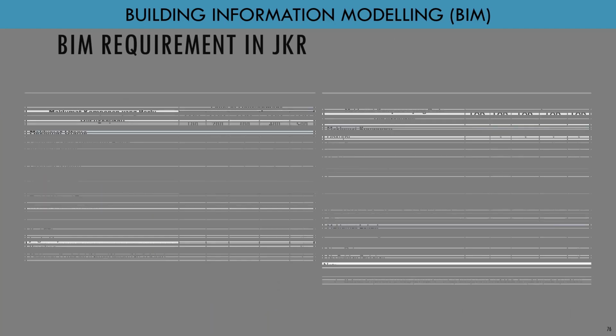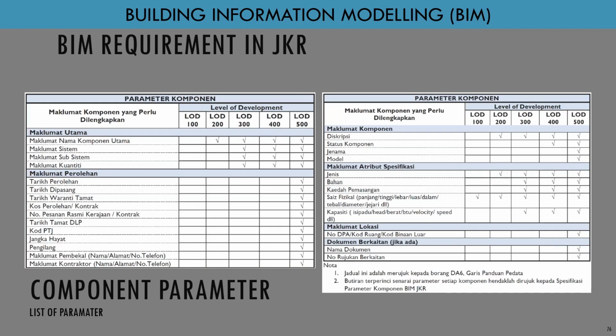Same goes for this table, the list of parameters that you need to fill, from LOD 100 and LOD 200 up to LOD 500. If you are at the design stage, you just follow this. Just fill in this main information for LOD 300: component name, system, subsystem, quantity, and also description, type, material, condition. So you just fulfill this.